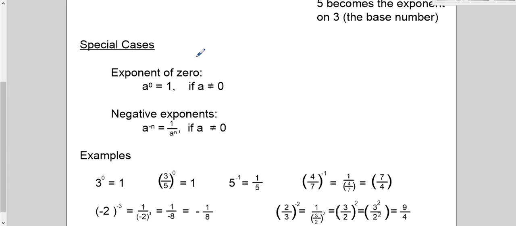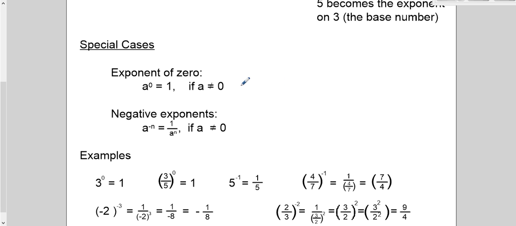Some special cases of exponents are when we have an exponent of 0, like a to the 0, or any number to the 0 equals 1, as long as the base number is not equal to 0. And then negative exponents, if we have a to the negative n, that negative exponent causes a reciprocal effect on the answer, and you get 1 over a to the n. Again, a cannot equal 0.